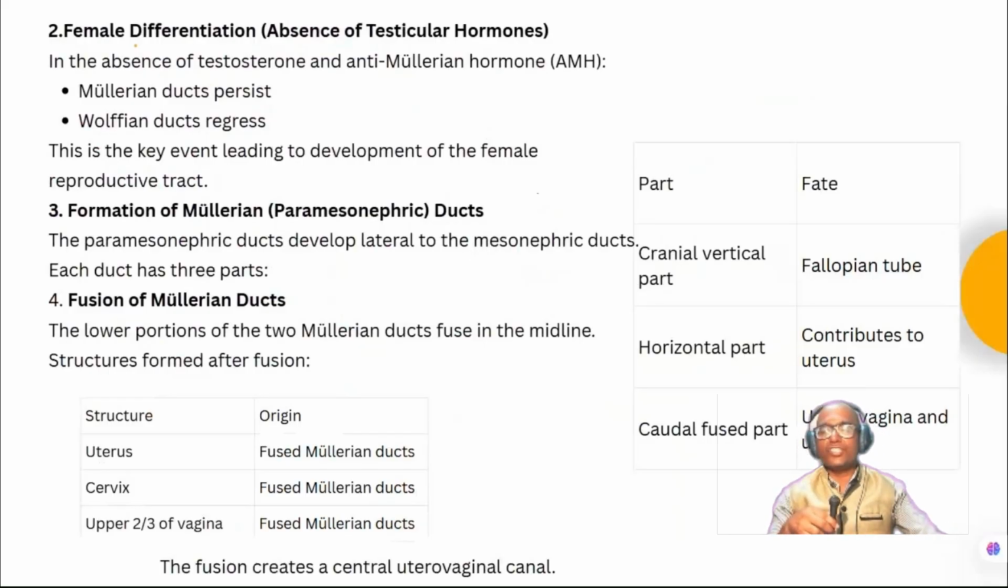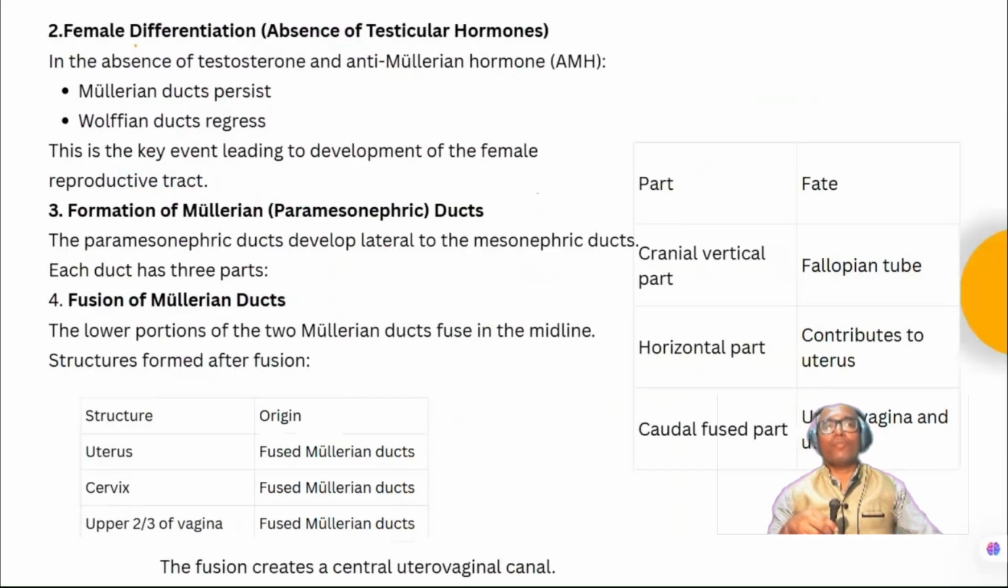So what we have seen initially is the indifferent stage. Now, how does this female differentiation happen? It is the absence of testicular hormones. So in absence of testosterone and anti-Mullerian hormone, the Mullerian duct will persist and the Wolffian duct will regress. So it is the absence of testosterone and AMH that will lead to the development of the Mullerian duct and will lead to the regression of the Wolffian system. This is the key event leading to the development of the female reproductive tract.